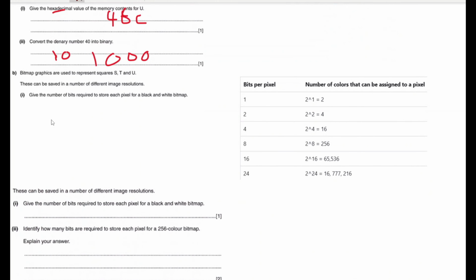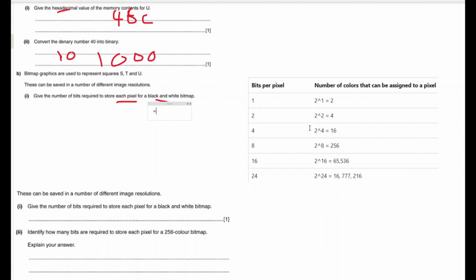Now the next question is: bitmap graphics are used to represent squares S, T, and U. These can be saved in a number of different image resolutions. Give the number of bits required to store each pixel for a black and white bitmap. So 1 over here is the number of bits.